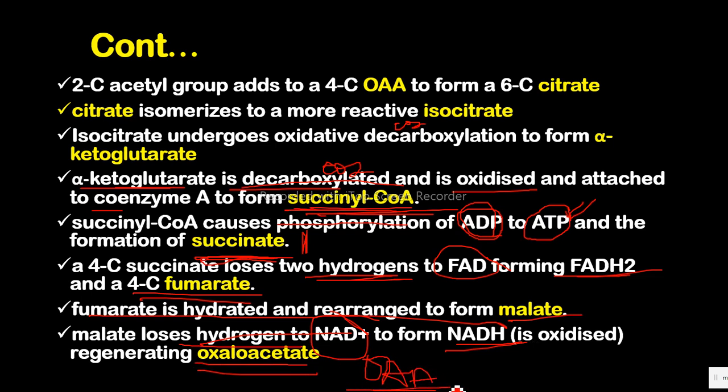Now, since it's a cycle, you must regenerate back. You remember in photosynthesis, you must regenerate back the RuBP, the ribulose bisphosphate. So also here, you must regenerate back your oxaloacetic acid to complete the cycle.